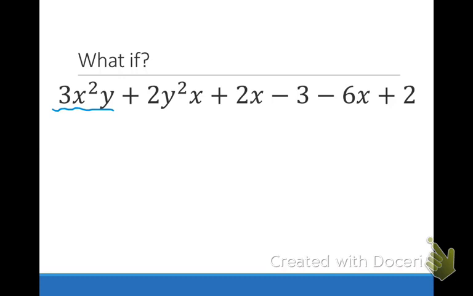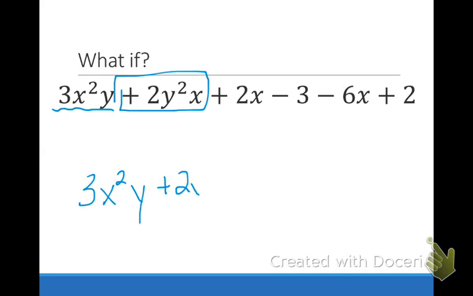So as I look through the rest of my expression, I'm looking for something that has an exponent of 2 on the x and no exponent on the y. And as I look through, I do not see that. So 3x squared y is going to become part of my answer. As I continue in my expression, I now see 2y squared x, but I notice that the exponent is on the y instead. I don't see any other exponents in my expression, so this term is also simply going to copy to my answer.